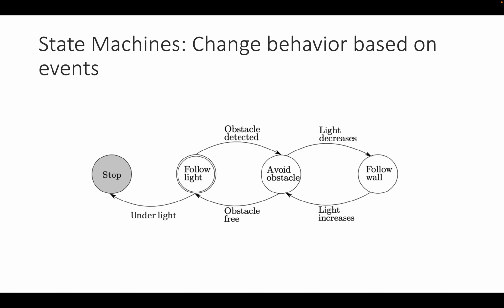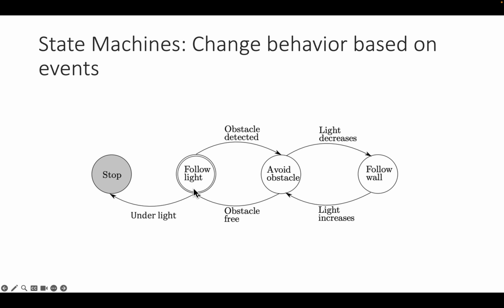All right, so if you have memory available, you can do something more sophisticated. You could say, I want to have multiple reactive behaviors like light following or obstacle avoidance that I switch based on external events. So, for example, I could follow the light until I detect an obstacle, then I want to avoid this, and then I can go back to light following.